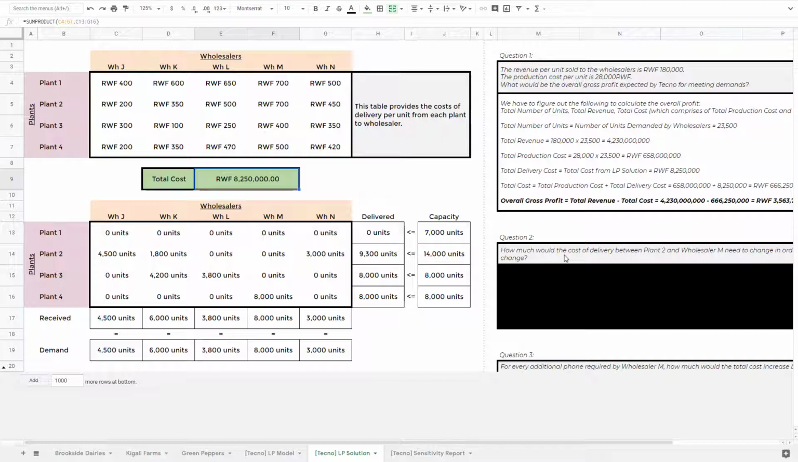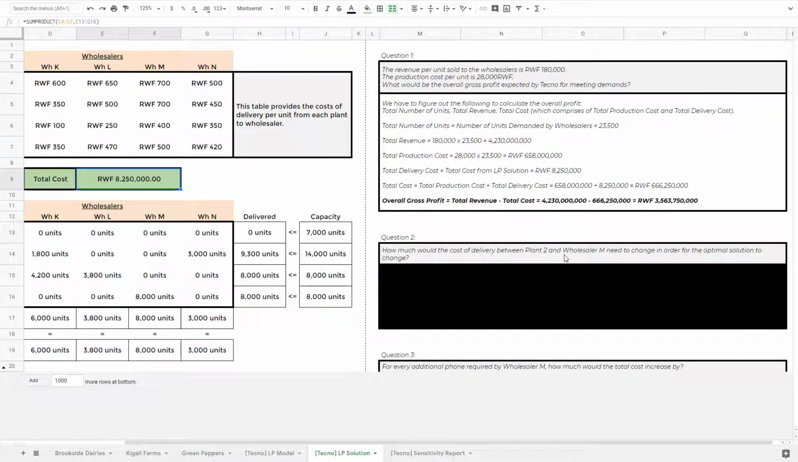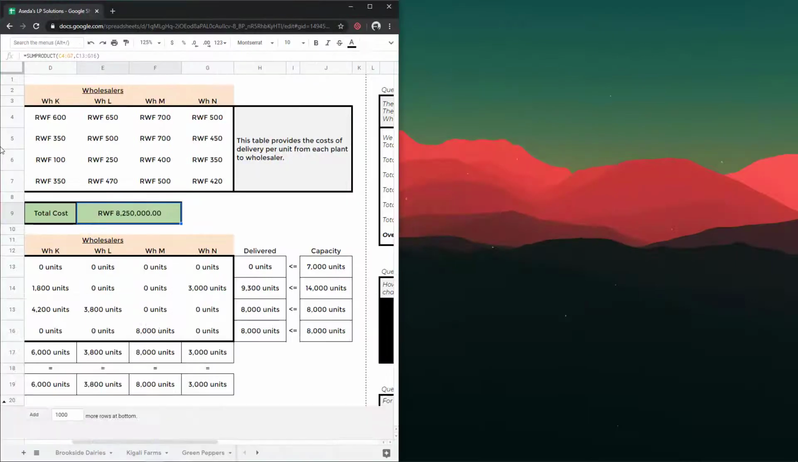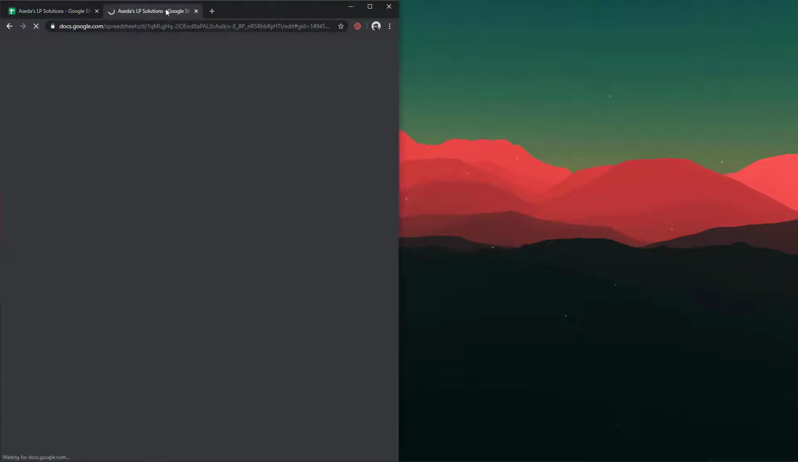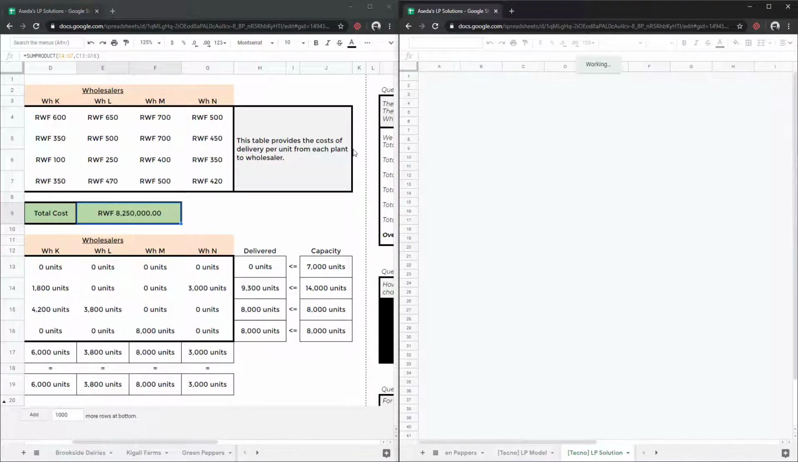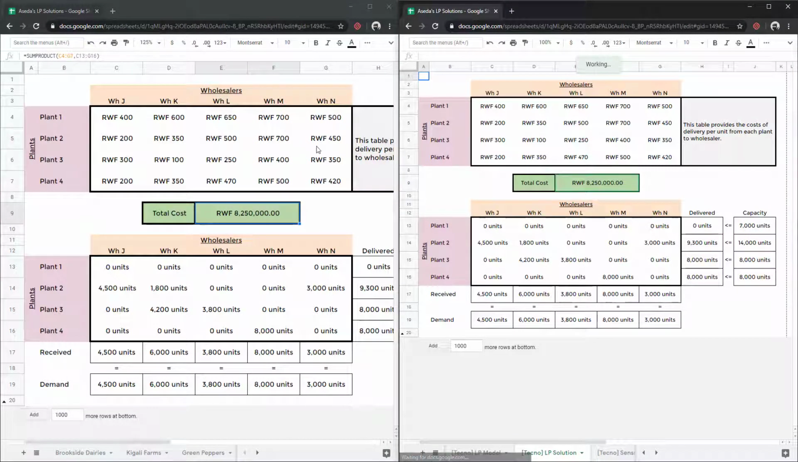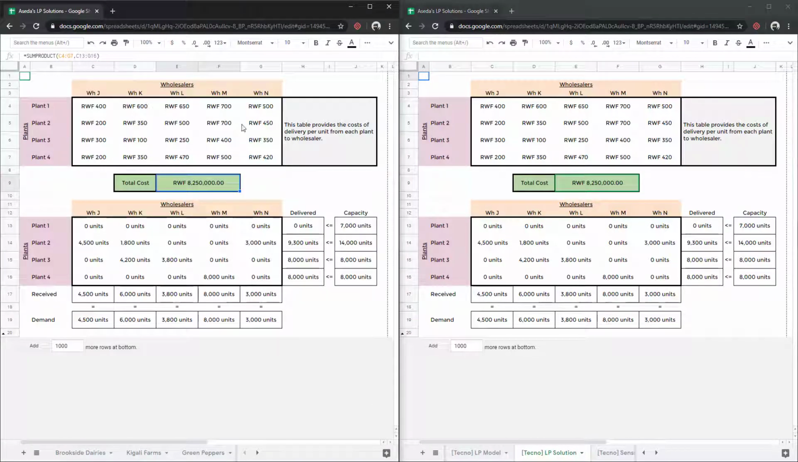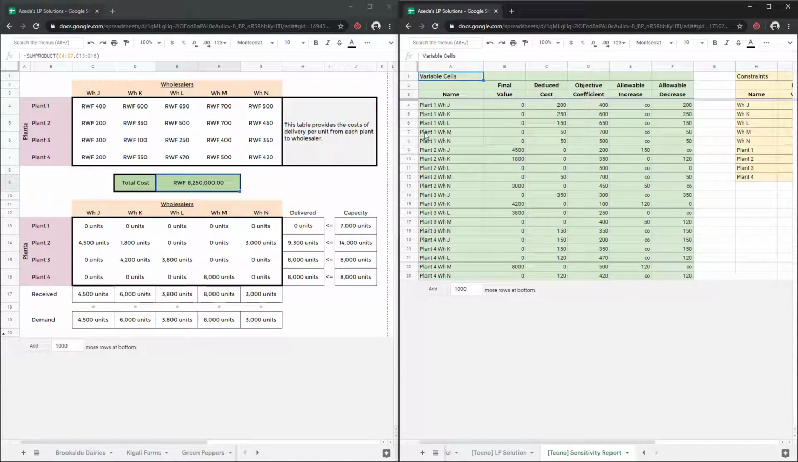Now, to look at the second, third, and fourth questions, we need to understand the sensitivity report that's been generated. So what I'm going to quickly do is I'm going to snap these two together. I'm going to duplicate this so we can look at them side by side. All right, so let's look at our LP solution. Let me reduce this to around 100%. We're looking at the LP solution, and we're also going to look at the sensitivity analysis in another window.